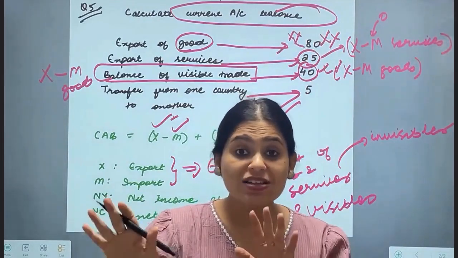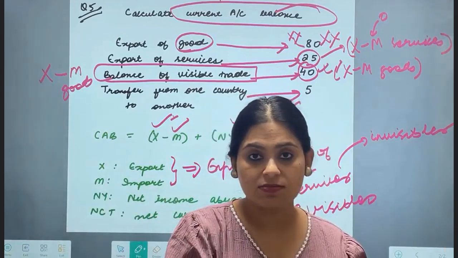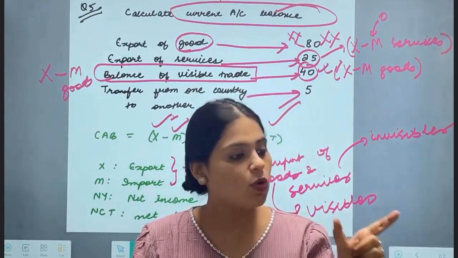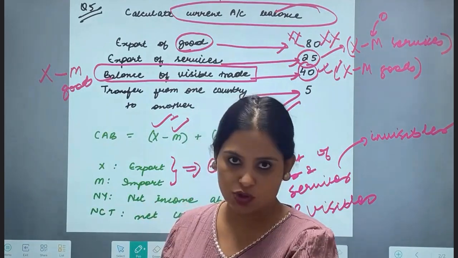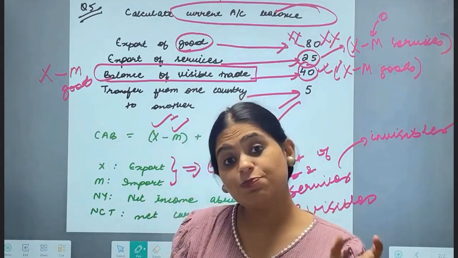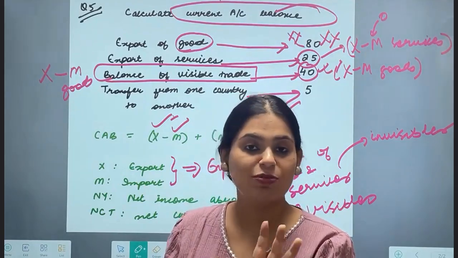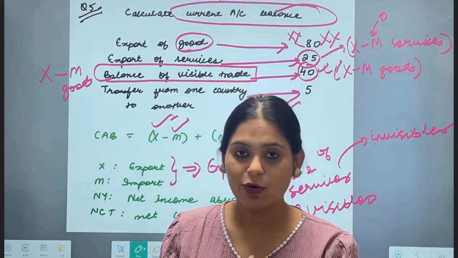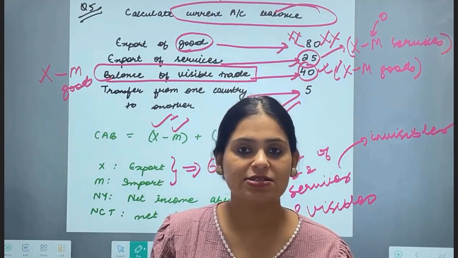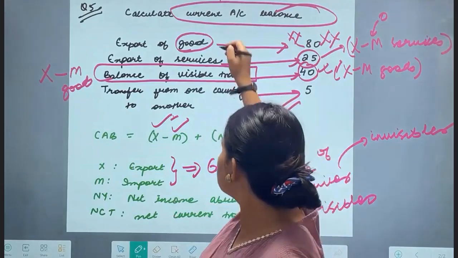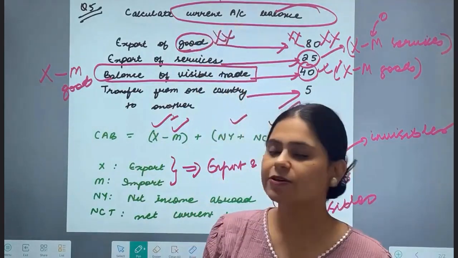They have given balance of visibles. So that means export minus import of goods is given to you. Then they have given export of services. So import is not needed, right? Import is not given, so I will consider export as it is. So now this implies this should not be considered.